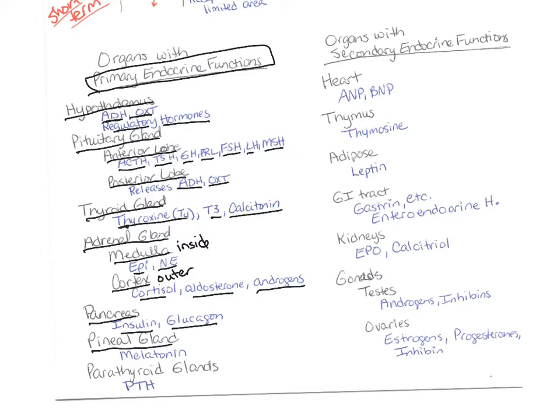Then we have the pineal gland, and we've heard about the pineal gland. It's in the diencephalon. It's in the epithalamus, which is part of the diencephalon, and it secretes melatonin. Then we also have the parathyroid glands, and their job is to release parathyroid hormone. So we have to go through each one of these organs, and we have to look at what the functions of each one of these hormones are.